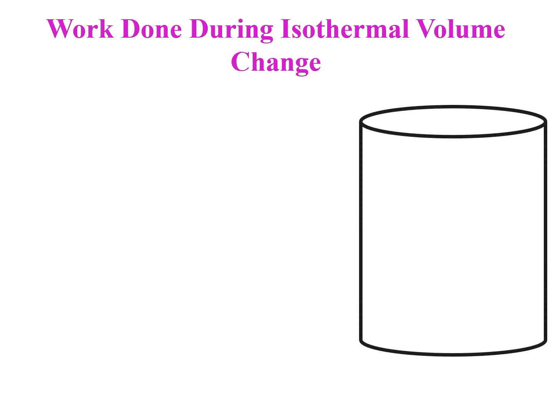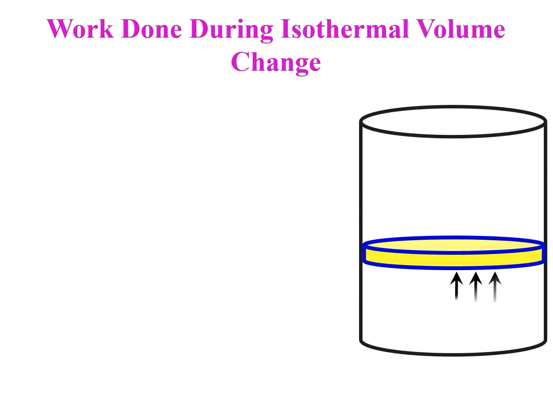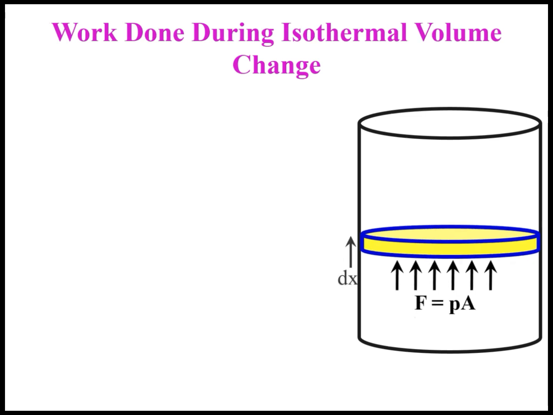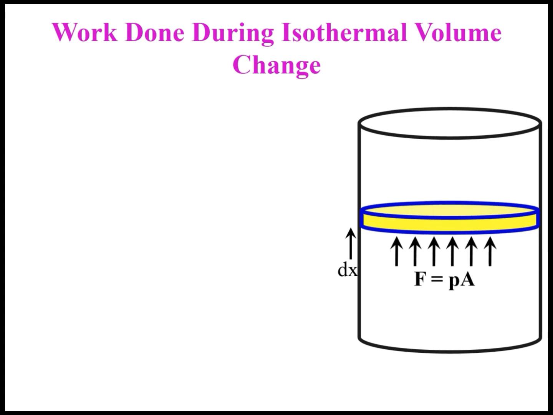Let's derive a mathematical expression for work done during an isothermal volume change. Consider a gas in a cylinder of cross-sectional area A fitted with a movable piston. Due to the pressure of the gas P, a force F equal to PA is exerted by the gas on the piston. This results in a small upward piston displacement dx.